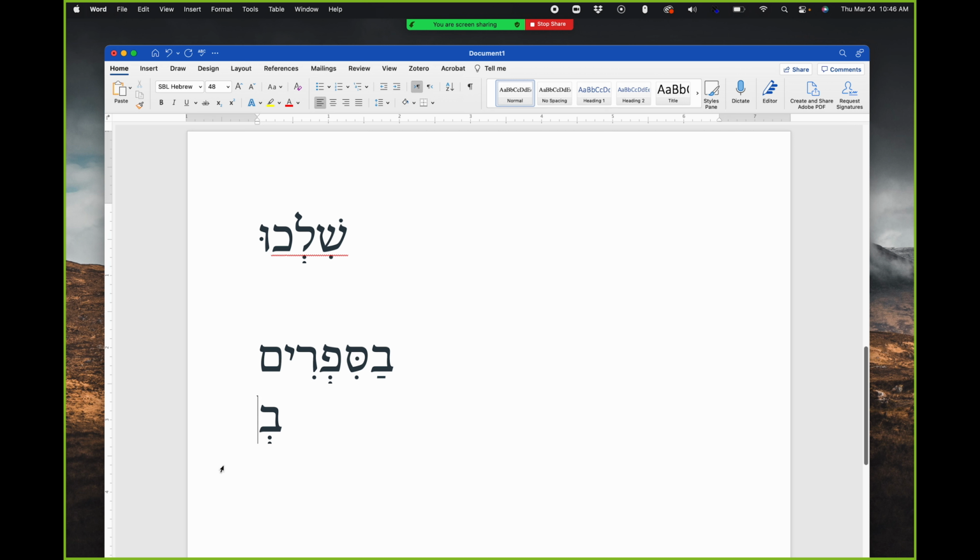So I'm going to type out what it would look like if... so this form here is what it would look like without the definite article. If your translation were correct, you would see bisifrim instead of bas-sifrim. So this is in the scrolls. Does that make sense? Okay. Yeah, I had missed that, so I'm glad we covered that.